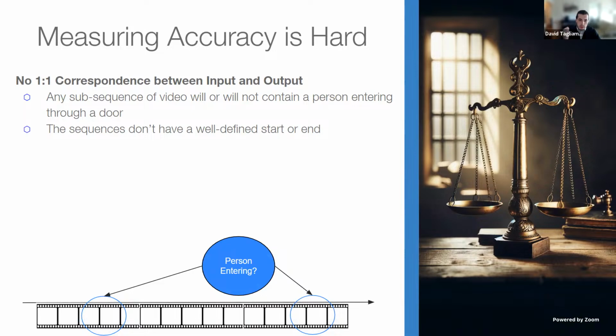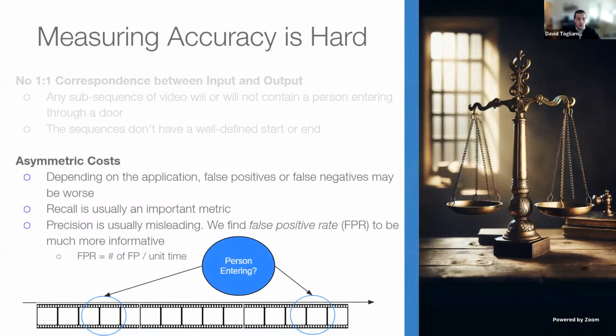And when you're processing data in real time, at any point in time, you might say, okay, something's happening now. And so this is very different than, say, image classification. We have a very clear input and output pair. The other one is asymmetric cost. So depending on your application, false positives or negatives can be worse. In any event, recall is usually very important. Like you want to know what percentage of real events you are detecting.